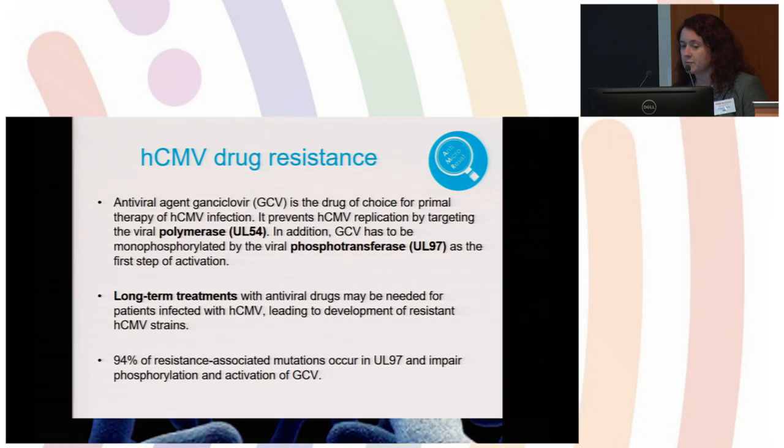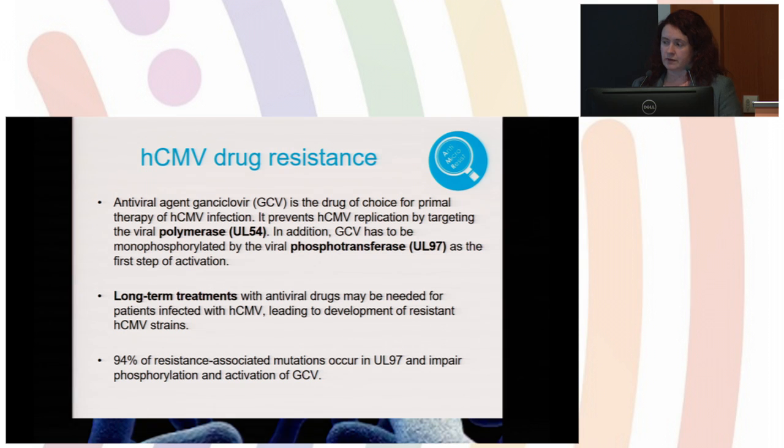Then we moved to the next step, and this is antimicrobial resistance. So patients with an infection with cytomegalovirus can be treated, and the first drug of choice would be ganciclovir. And this is an antiviral agent that prevents replication of this virus in our body because it targets the viral polymerase. An additional step is that this drug should be monophosphorylated as the first step of activation, and this is also done by viral phosphotransferase.